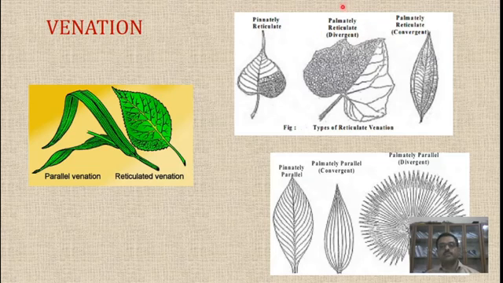So this is divergent, palmately reticulate divergent venation. Here also in palms we find the palmately reticulate divergent venation with the veins moving into different directions. And in other cases we find that these veins join together at the tip. They originate together from the base and then join together at the tip. So they are convergent. So they can be palmately reticulate convergent and palmately parallel convergent.